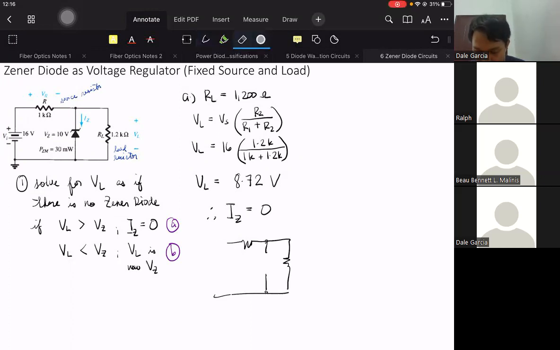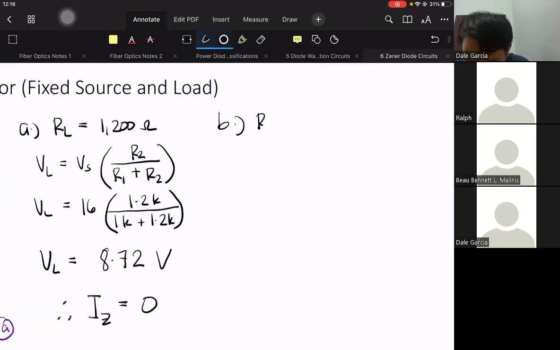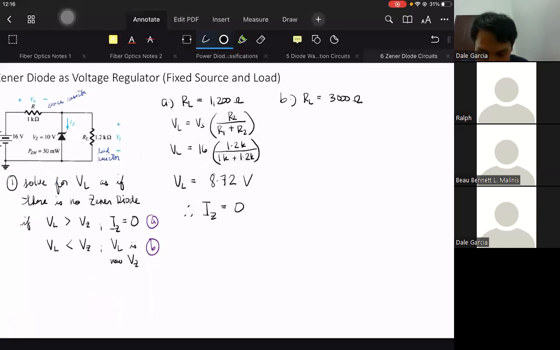Our load voltage is not enough, so this is not right. Actually, if we see that the load voltage is small, there is nothing we can do, unless we change the value of our load. So what if our load is now 3K, 3,000 ohms? So I go back. I change this load to 3K.